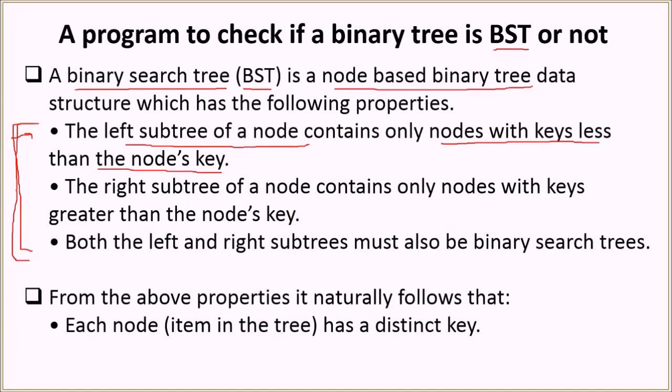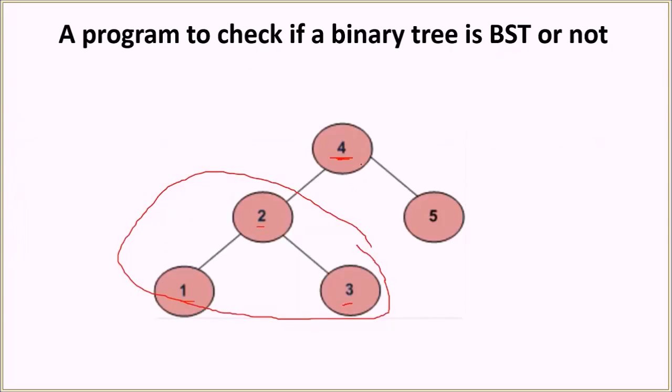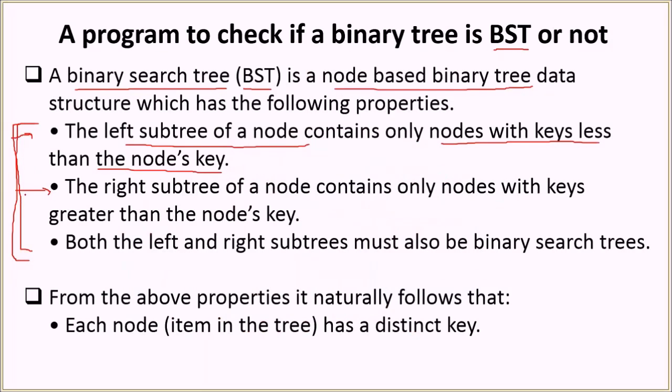Now the second condition is that the right subtree of the node contains only nodes with keys greater than the node's key. This is basically the opposite of the previous condition. When you are going left, you should have all the keys which are less than the node's key. When you're going right, all the keys of the right subtree should be greater than the key of the current node. As the right subtree has only one node here and it has the key 5, and 5 is greater than 4, this also satisfies the condition. So now we are done with two conditions.